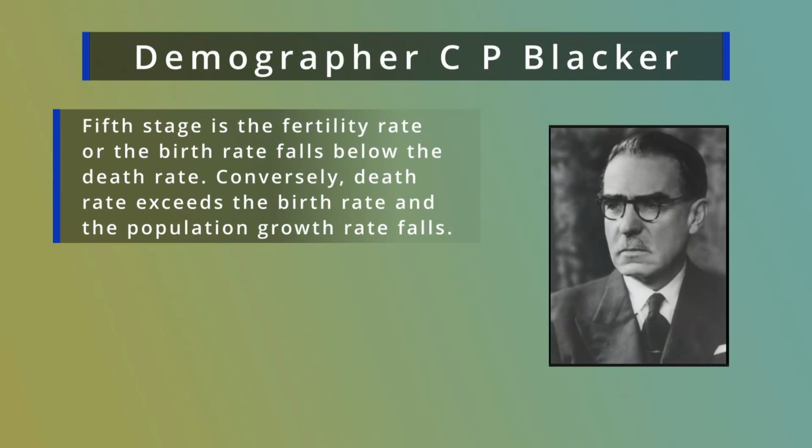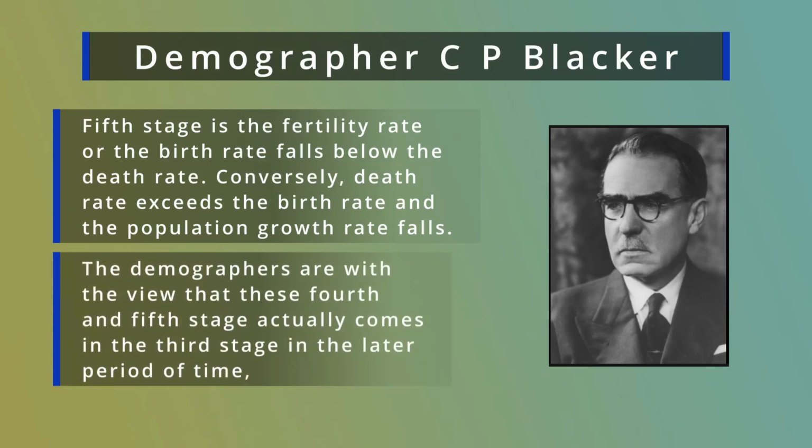of Blaker. What is the fifth stage? The fertility rate or the birth rate falls below the death rate. Conversely, death rate exceeds the birth rate and the population growth rate falls. However, the demographers are of the view that this fourth and fifth stage actually comes in the third stage in the later period of time, because they pointed out population growth rate will stabilize, population size will stabilize over time. Blaker divided them into 2 groups, and recently these 5 stages of demographic transition have become more popular than the 3 stages. So that's all about the theories of demographic transition.